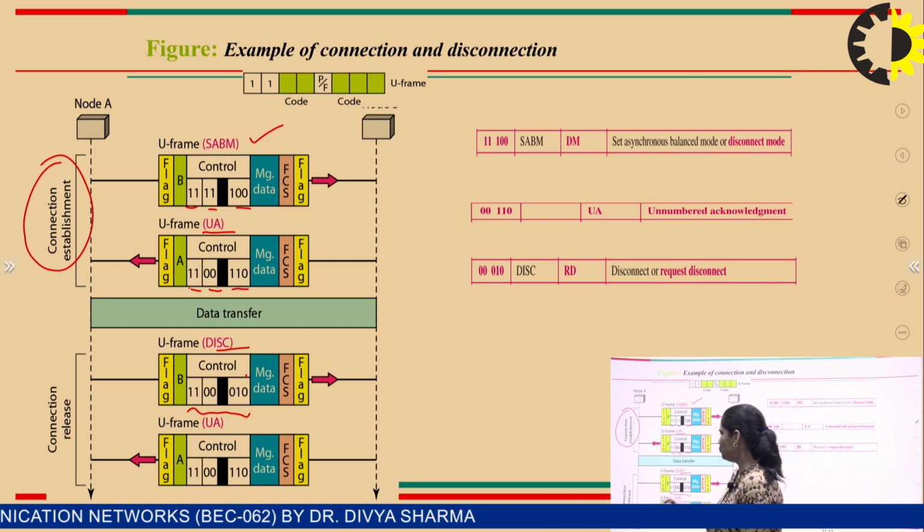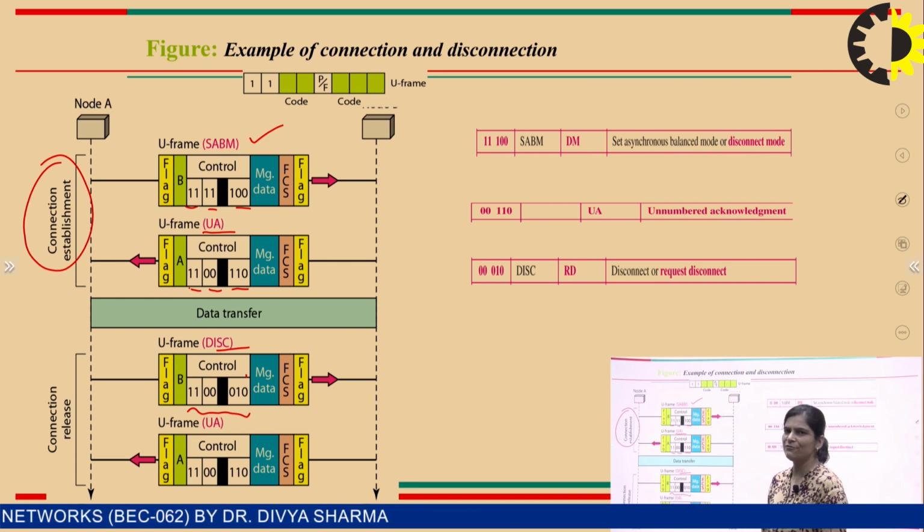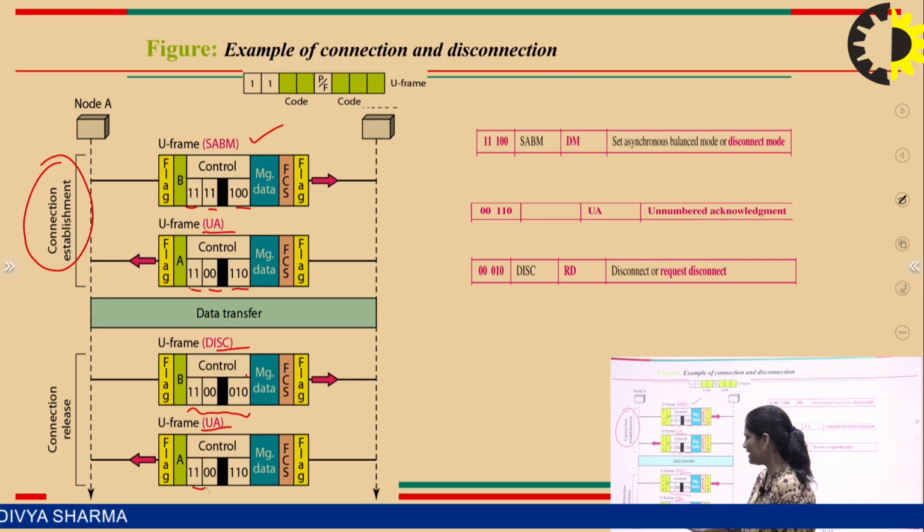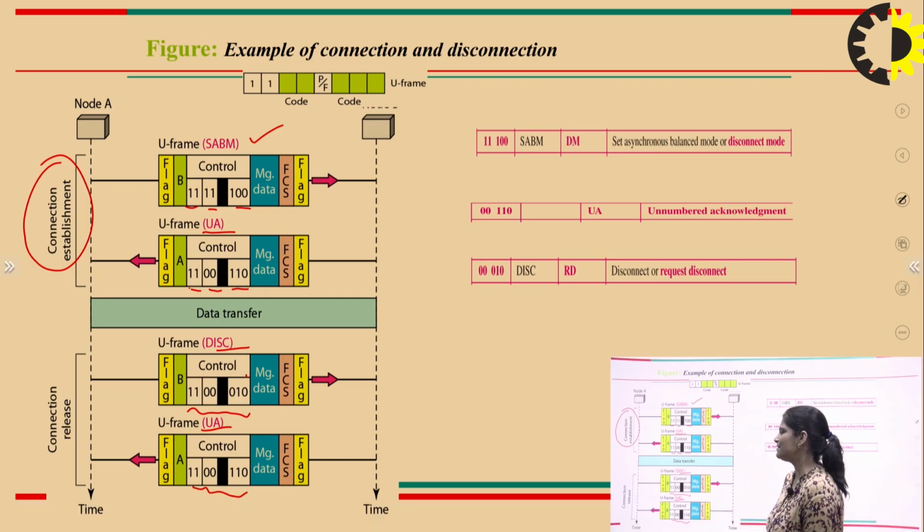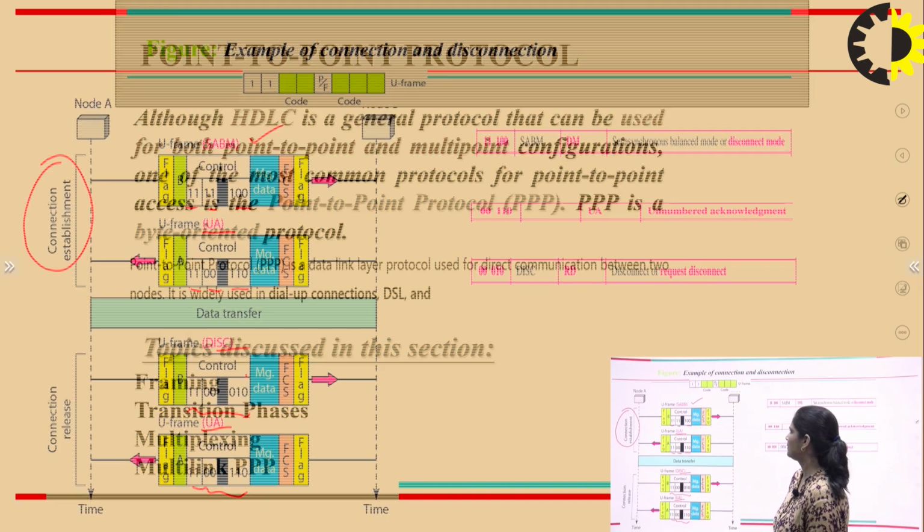Now for this U frame, we get the acknowledgement that the connection is being released. So we have to use this UA command. The bits are placed here according to UA, and you can release the connection.